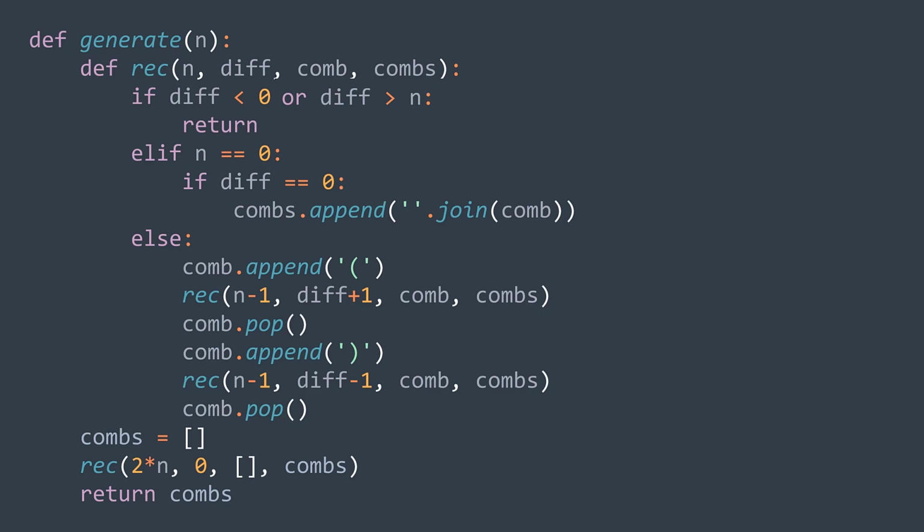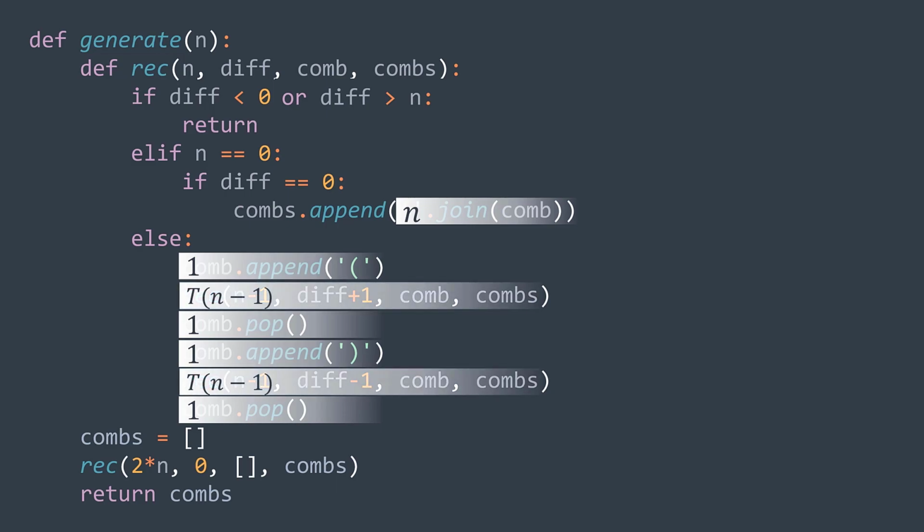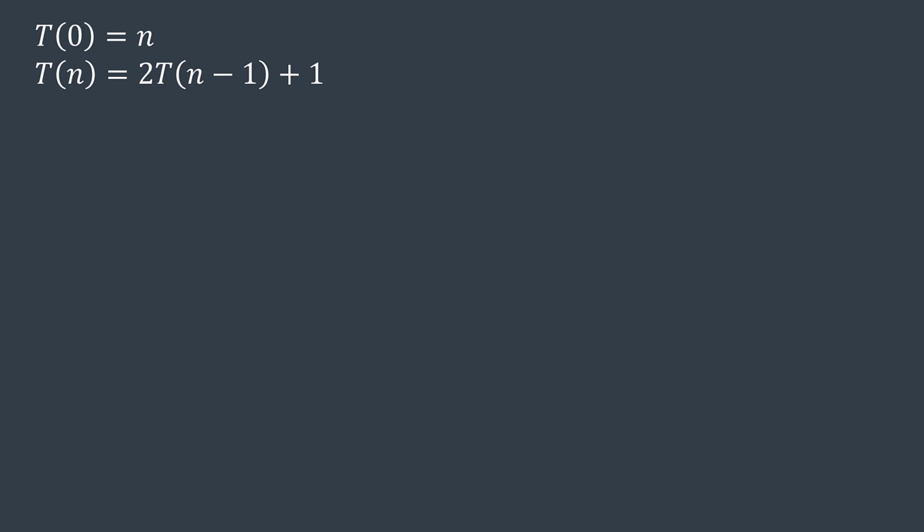For the time complexity, in the worst case, when n is 0, we have a cost of n to join the parentheses. We write T of 0 is equal to n. And in the recursive case, again removing from the combination costs O of 1, but we have 2 calls where the input size gets reduced by 1, n is becoming n-1. In total, T of n is equal to 2 times T of n-1 plus 1.